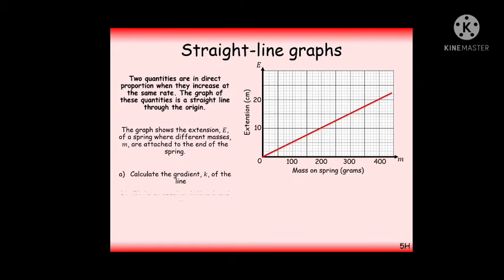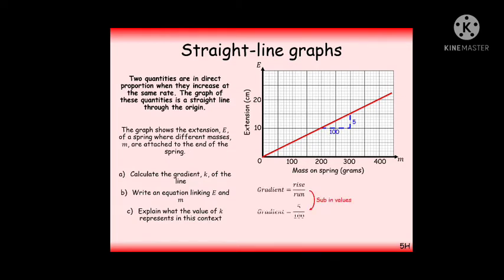So, find the gradient of the line, write an equation linking E and M, and explain what the value of the K represents in the context of the question. So the gradient rounds up: 5 over 100 would get you to 1 over 20. And that's fine, don't convert it to a decimal, leave it as a fraction.